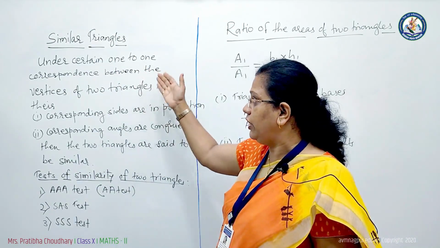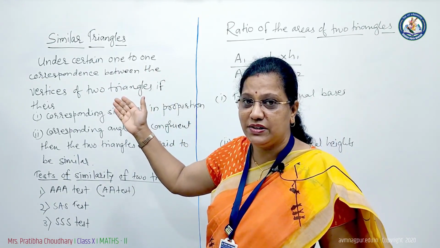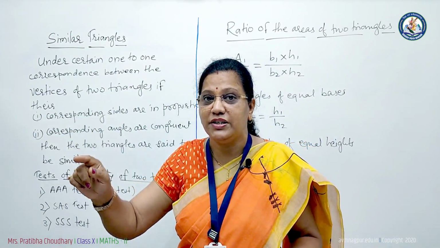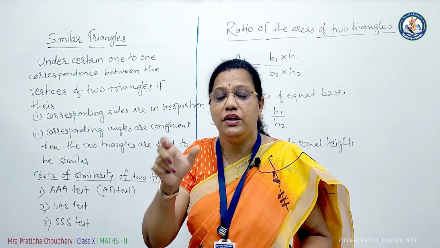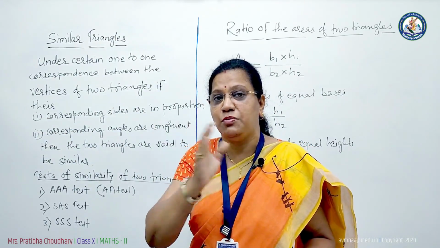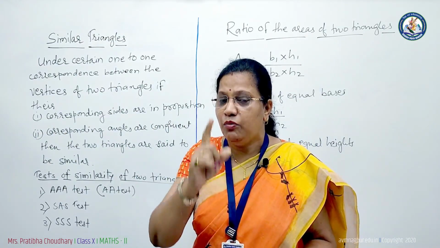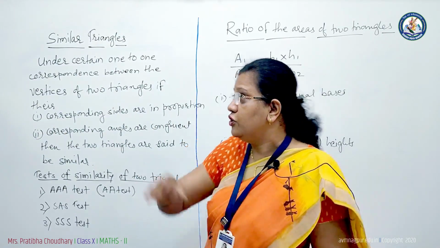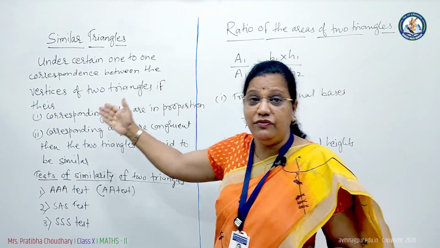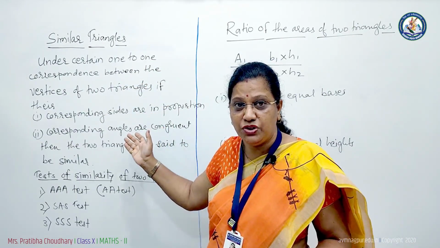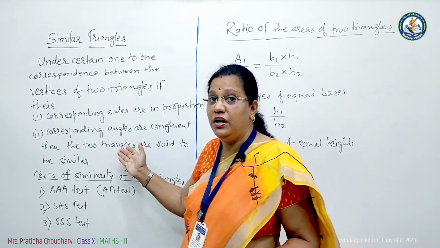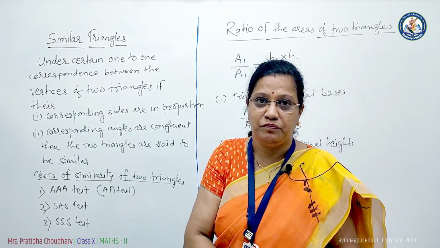And under certain one-to-one correspondence between the vertices. I said under certain one-to-one correspondence of the vertices, this is the very necessary and compulsory part of it, because there are 6 possible correspondences between the vertices and at a time only one is true. So under certain one-to-one correspondence between the vertices of two triangles, if their corresponding sides are in proportion and their corresponding angles are congruent, then only we can say the triangles are similar.